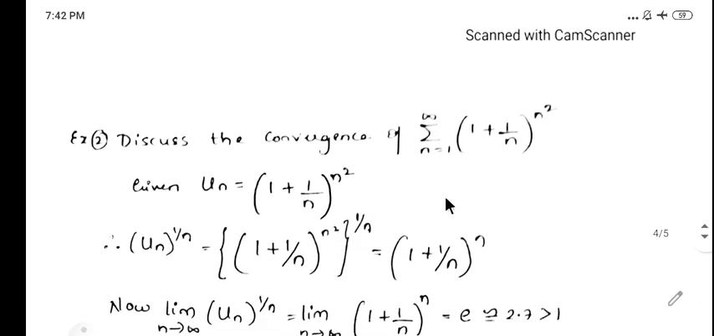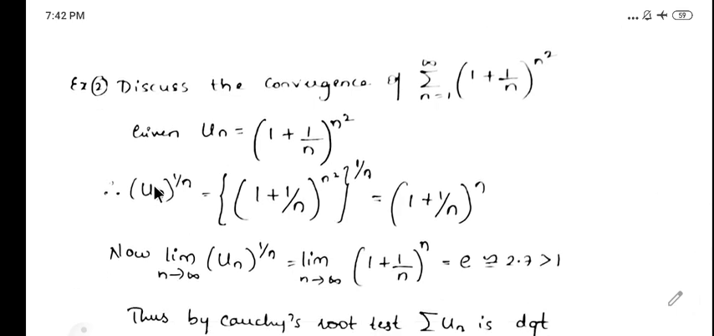Now we look into the second example, that is summation n is equal to 1 to infinity of 1 plus 1 by n whole to the power n square. The given thing after the summation we consider as un, and you have to write un to the power 1 by n. Simplify it. I am going to get the answer 1 plus 1 by n whole to the power n.